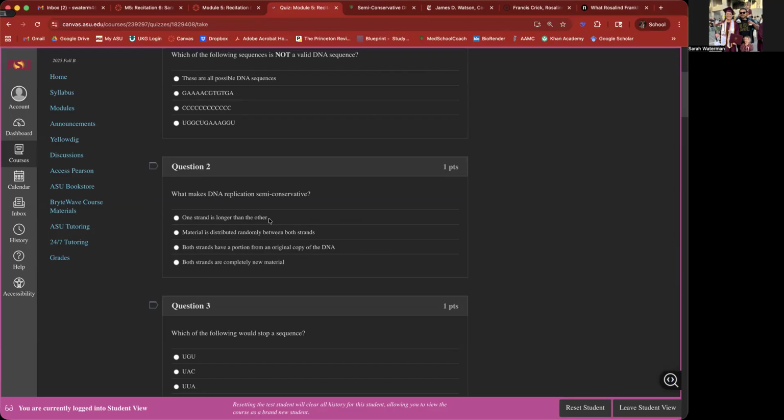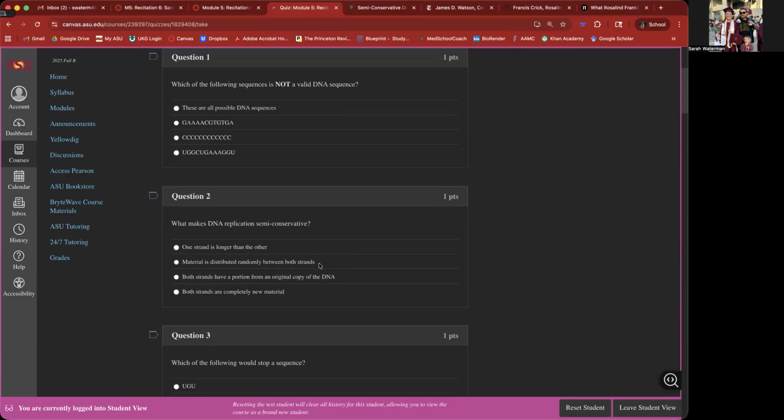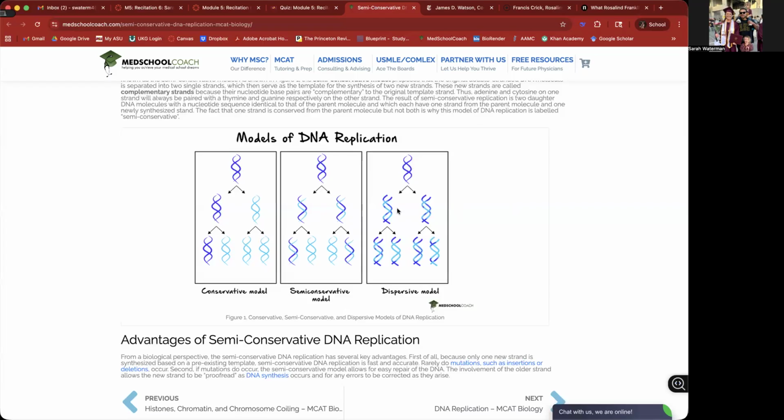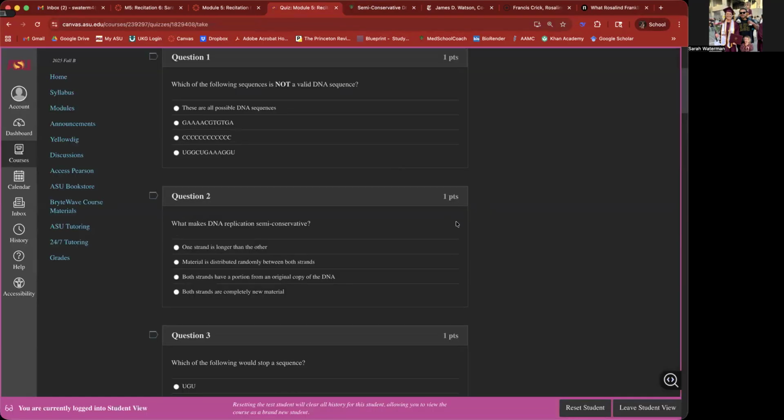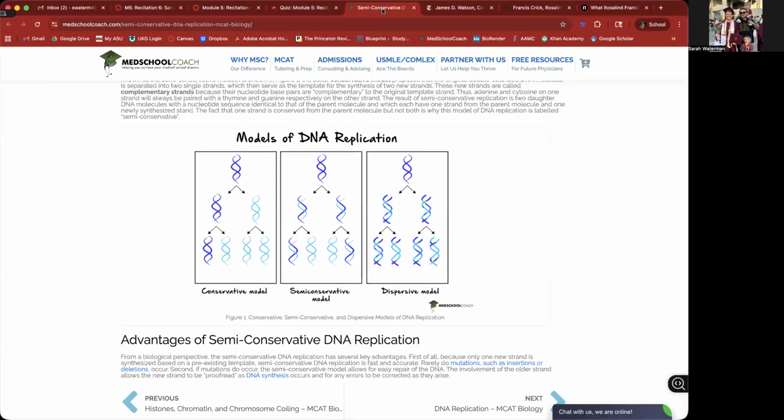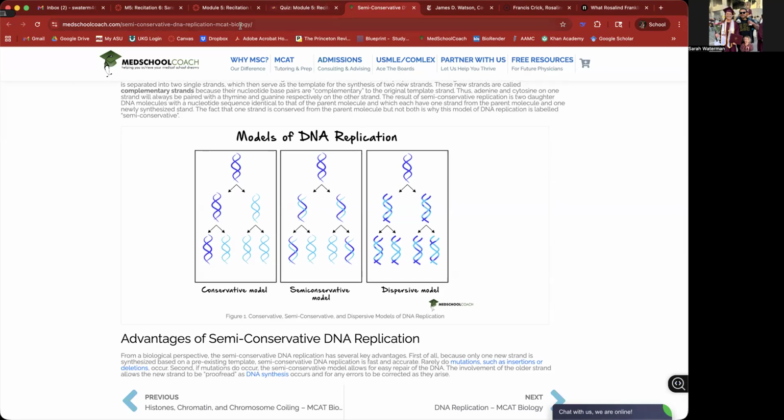One strand is longer than the other. There's no real reason to believe that. Material is distributed randomly between both strands. I feel like we could say that's a dispersive type model, right? Both strands have a portion from an original copy of the DNA. And then both strands are completely new material. So if you look at this again, we can see what we would consider a semi-conservative model.